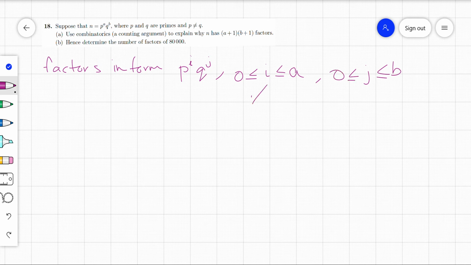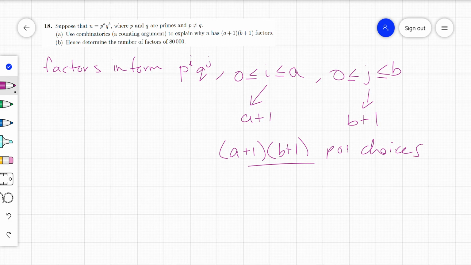Including a and including 0, that's a plus 1 possibilities that you could have. And for this one, that's b plus 1 because of the 0 possibilities. And it's like choosing entrees and then mains. How many choices do we have for the first one? A plus 1. How many choices do we have for the second one? B plus 1. So there are that many possible choices in total altogether for the factors.